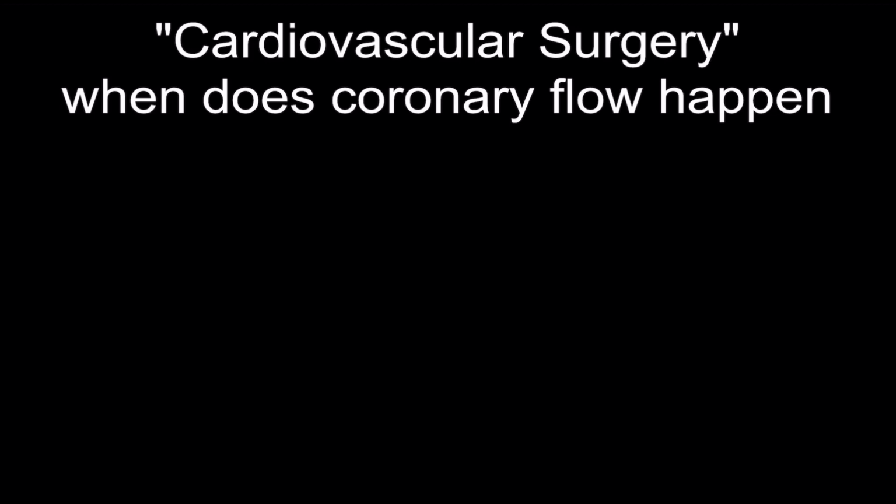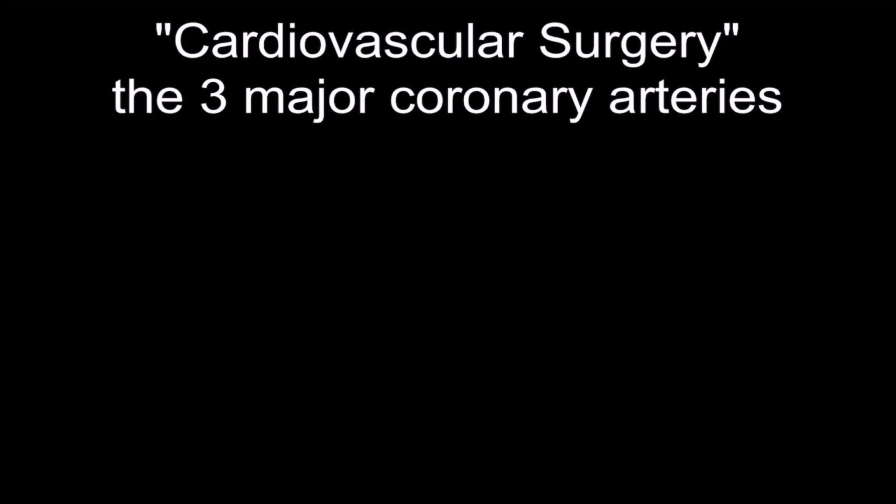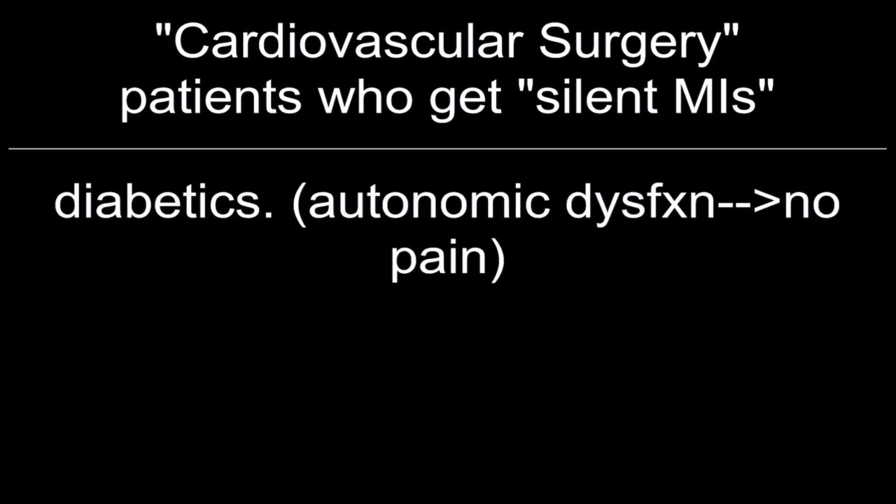When does coronary flow happen? During diastole. The three major coronary arteries, what are they? LAD, circumflex, and right coronary. Patients who get silent MIs: diabetics, because of the autonomic dysfunction, and they have no pain.